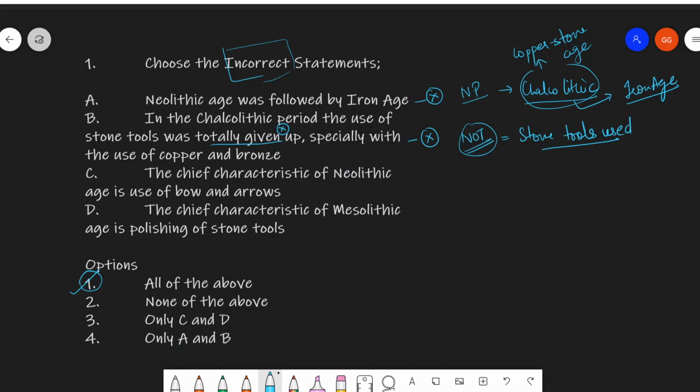right? The third statement is the chief characteristic of Neolithic age is the use of bow and arrow. This is again wrong. Why? Because the chief characteristic of the Neolithic age is not the use of bow and arrow. Bow and arrow are the chief characteristic of the Mesolithic age, the Middle Stone Age.